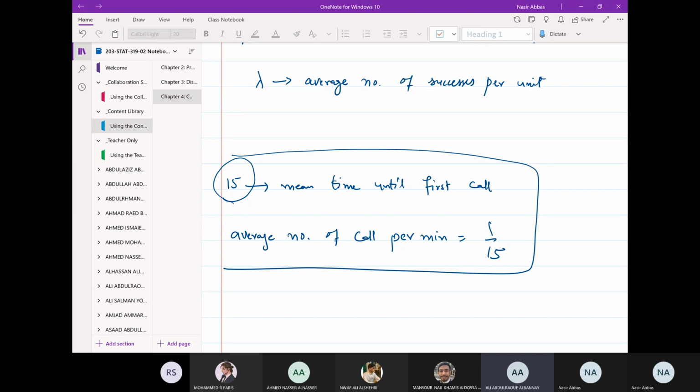It says that the time until first call is 15 minutes. On average, you are getting a call in 15 minutes. How many calls are you getting every minute? It's 1/15, the reciprocal. I think I get it. Okay, now this is your lambda per minute. Convert it to lambda per 15 minutes. Convert it to lambda per 30 minutes. Convert it to lambda per 10 minutes. Any unit you want to convert.